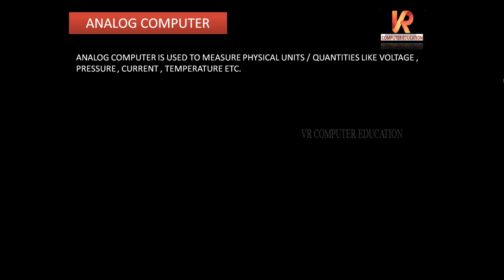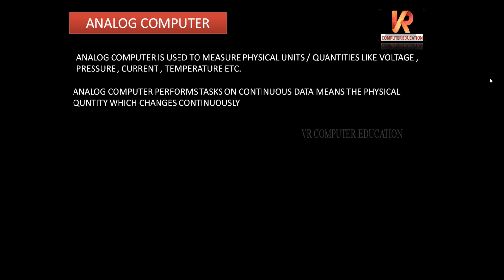See, analog computers are used to measure physical units which take continuous changes. Voltage will change continuously, it will not be constant. Pressure will change, current also will change, and temperature also will change. For example, if you check your body temperature, once you will get 98, once you will get 96, like that it keeps changing. So analog computers will measure only the physical unit which changes.